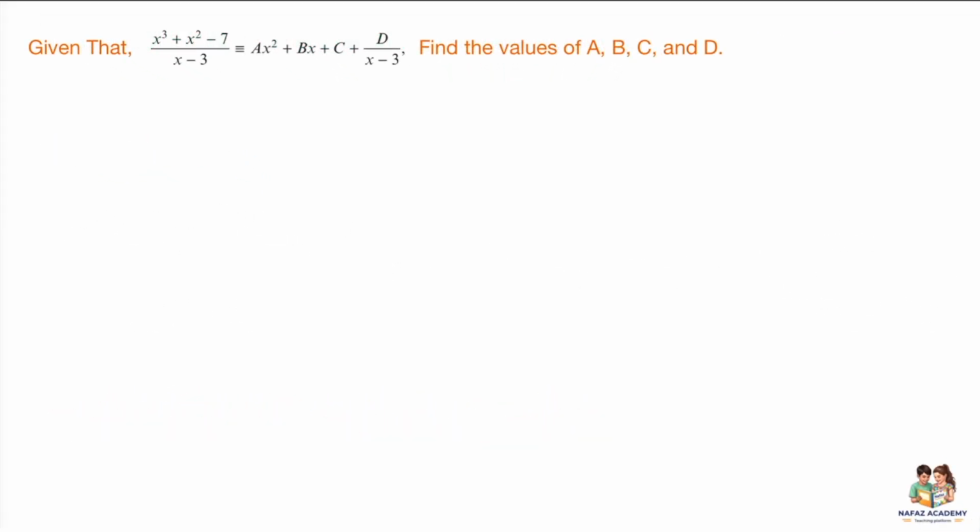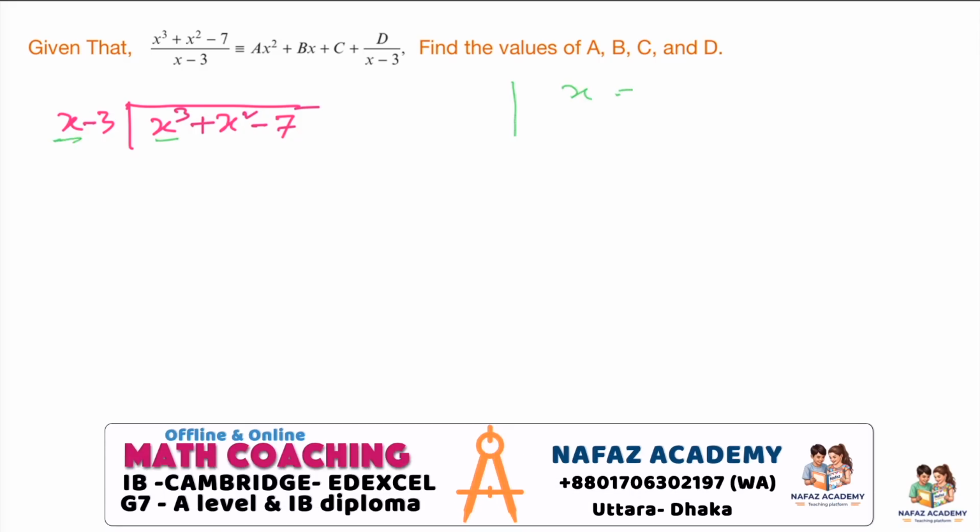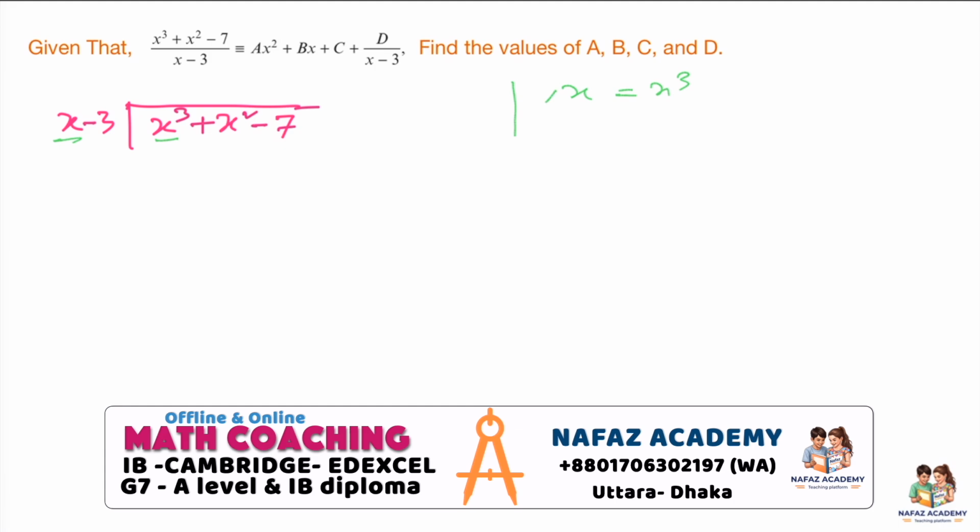This is Nafas speaking. To solve this problem, to find out the value of A, B, C, D, we have to use the long division. I am writing the divisor and now the dividend, right? To divide them, we have to make the first terms of both the divisor and the dividend equal.